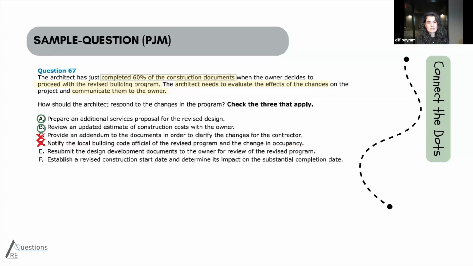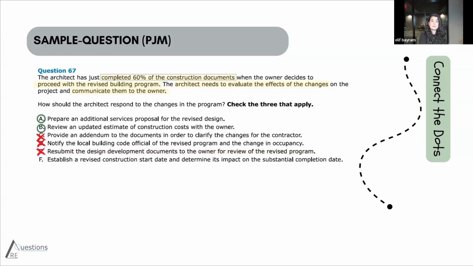Option E says resubmit the design development documents to the owner for review of the revised program. Again, this is too obvious. It says communicate them to the owner and there is a revision, right? But it says the design development documents. So this part, revised program, matches perfectly. To the owner matches perfectly. So this could fool you easily if you did not read this, design development documents. This is talking about the DD phase. We are in the CD phase. So you don't need to resubmit the DD. You need to do the revisions in the CD phase because you are at the CD phase. You are not going back now.